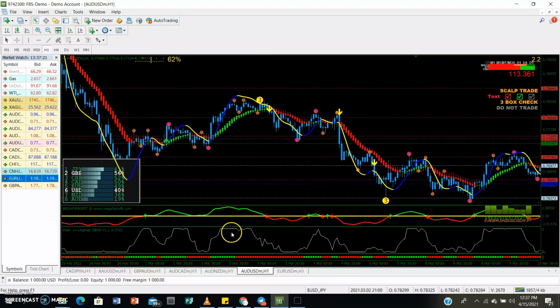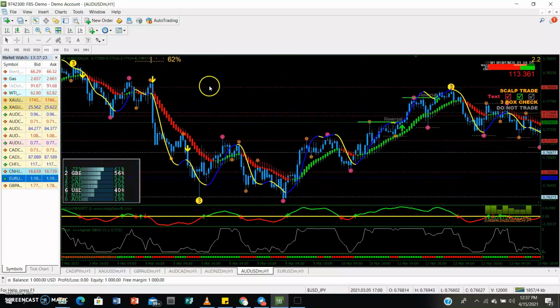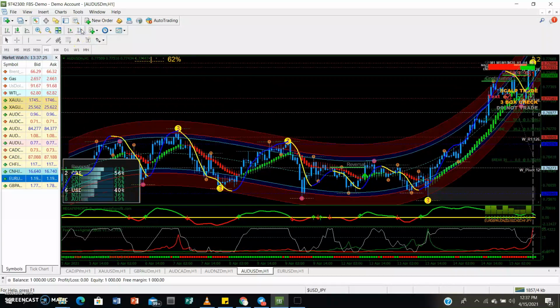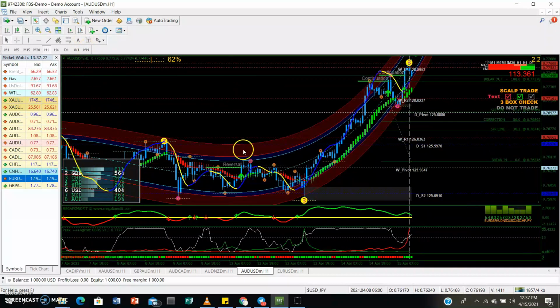Let's take a look at AUD USD. It is one of my favorite pairs. So you can use this indicator on all the pairs basically. And on AUD USD, we were told that this is the peak formation low, and from that point it went all the way up.